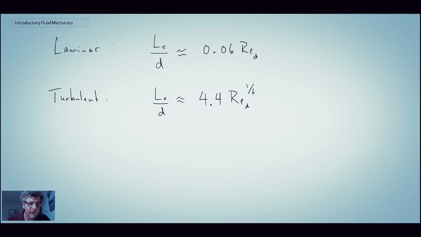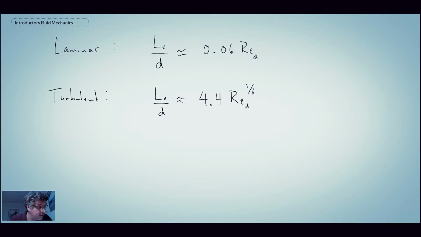Raised to the power 1/6. So those are two different equations that you use. You'd have to calculate your Reynolds number to determine if you're laminar or turbulent. If you're laminar, you would have one way to calculate the entrance length. And turbulent, you would have another.